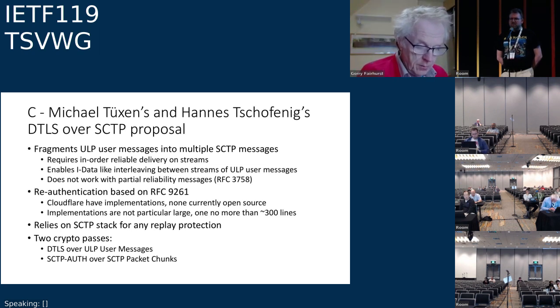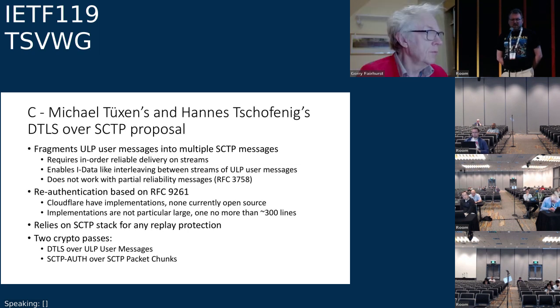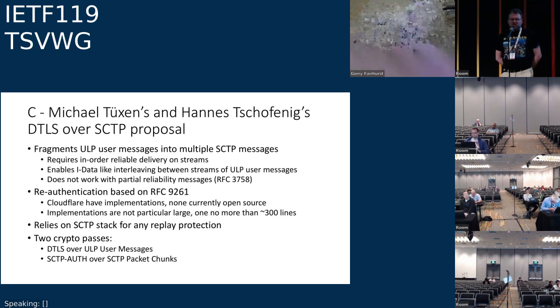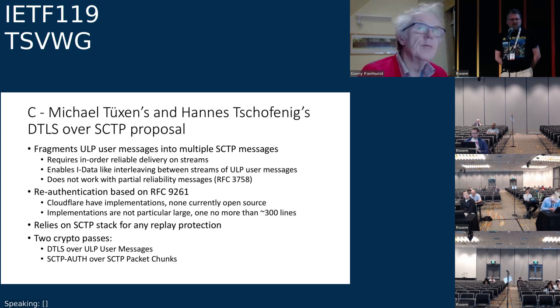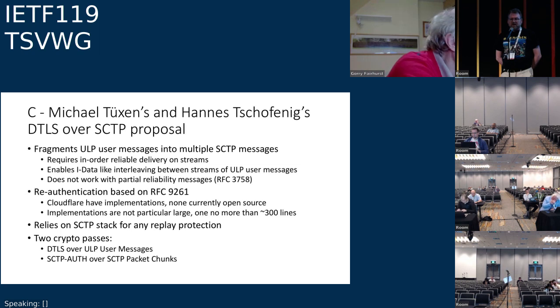And here, what we learned is that we haven't found an open source implementation currently available for it. We know, however, that they're not particularly large, and at least one is no more than around 300 lines of code. And just like A, it relies on the SCTP stack for handling any duplicated or replayed packets. And also in this case, it's two crypto passes like A. So it's DTLS over the ULP user message and SCTP-AUTH on the packet chunks. So, Martin.